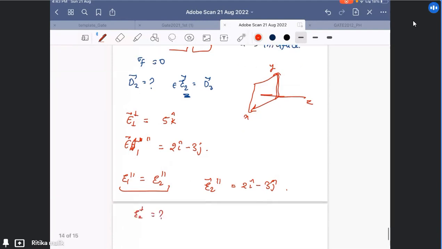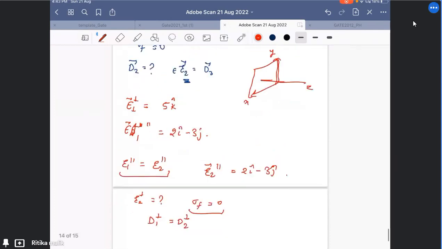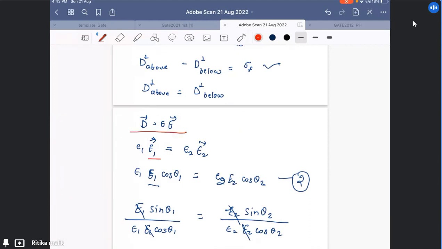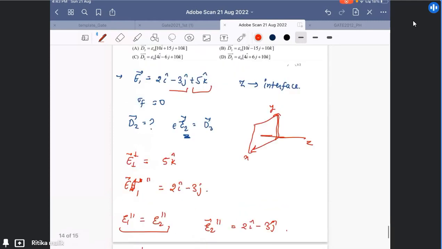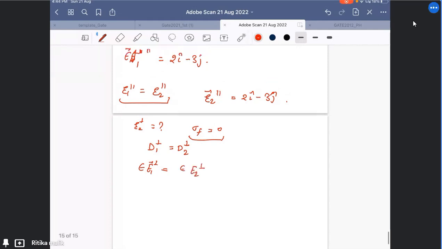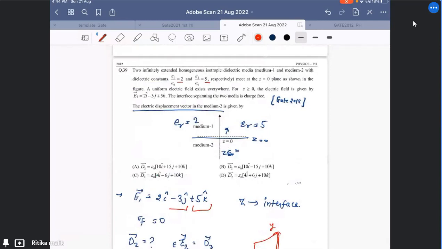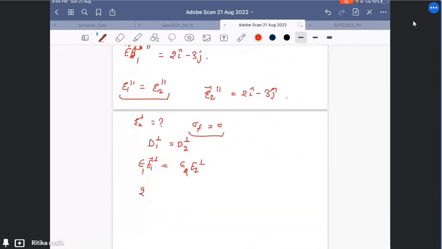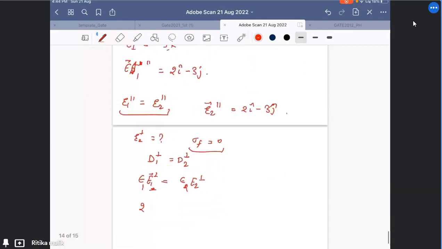We again know that sigma f is 0 and we are talking about a dielectric interface. So we again use D1 perpendicular equals D2 perpendicular, that is, epsilon 1 E1 perpendicular equals epsilon 2 E2 perpendicular. Epsilon is different for 1 and 2: for medium 1 it is 2, and for medium 2 it is 5. So we have 2 times 5, which equals 5 times E2 perpendicular. The 5 cancels out, so E2 perpendicular becomes 2.